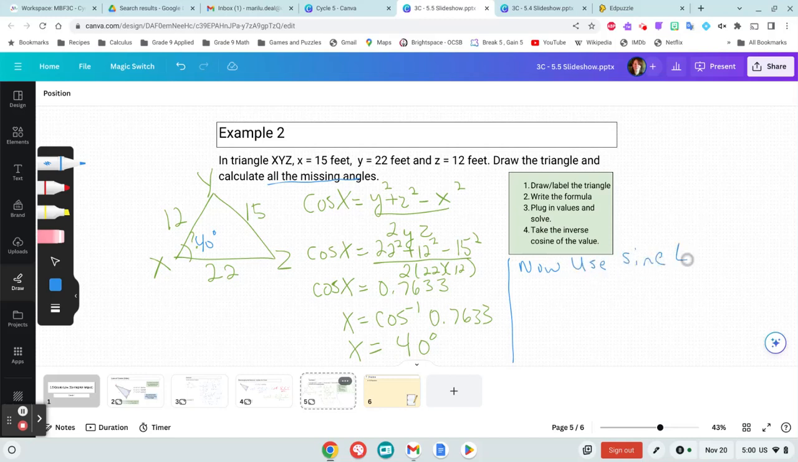You only ever have to use the cosine law once. You can use it for all the other angles if you want, but I personally think the sine law is a little bit easier. So let's find sine of Z now. I'm going to have sine of Z over 12 equal the sine of 40, which I just found, over 15. I'm going to multiply both sides by 12. So I get the sine of Z equals 12 times the sine of 40 over 15.